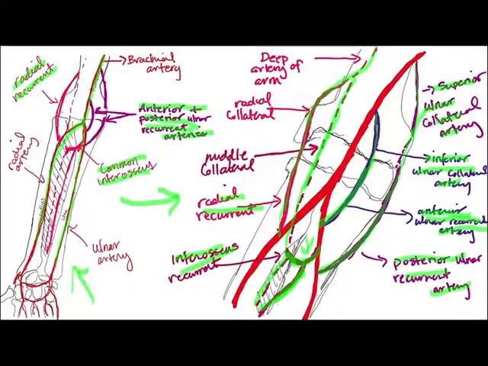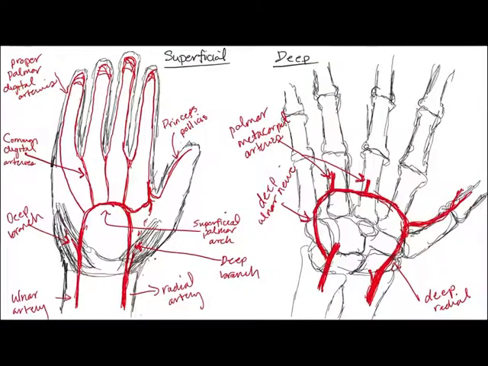The ulnar and radial arteries continue down, supplying the flexor and extensor muscles of the forearm until finally reaching the palm of the hand. Here, the radial and ulnar arteries again supply collateral blood flow in the forms of the superficial and deep palmar arches.